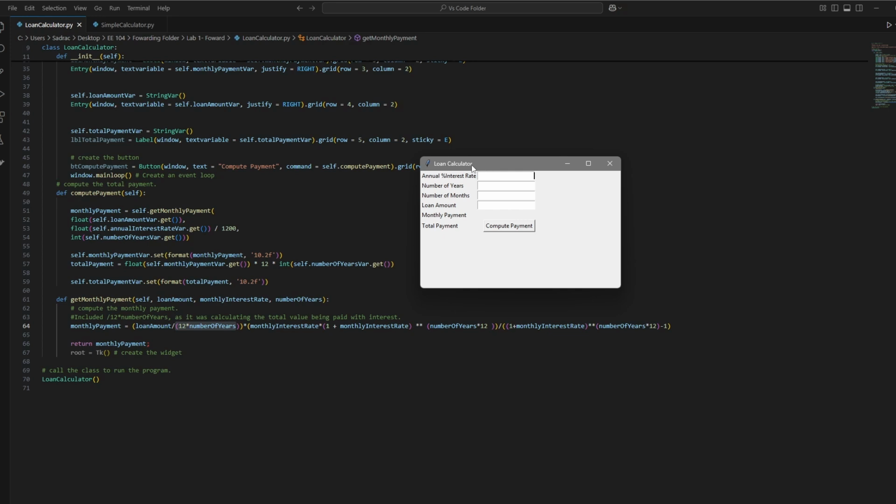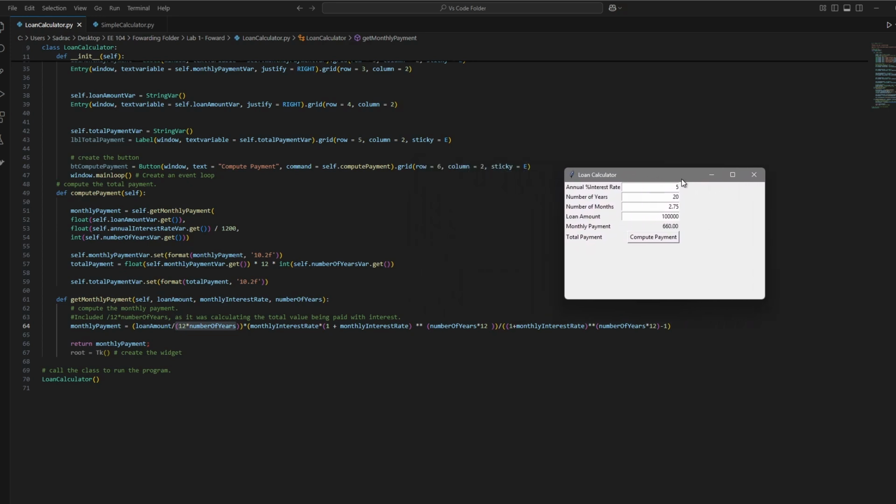Let's say we would have an interest rate of 5 per year, and number of years is 20, and a loan of 100K. This seems like a reasonable amount, $660 per month with the included interest for this amount of time. I mean, that seems reasonable. And that seems like our program works.